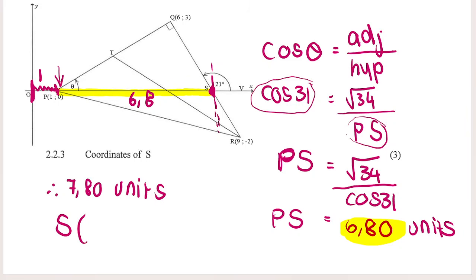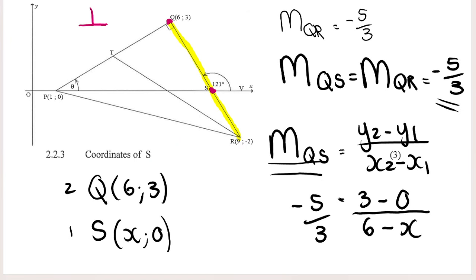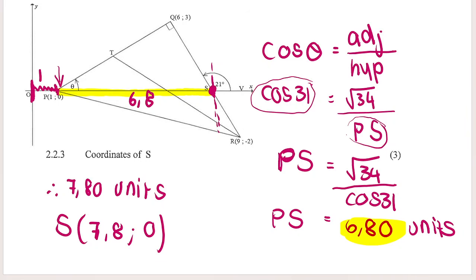So therefore S is (7,8; 0), because it's over there. It's where the y is equal to 0. It's an x-intercept. So I hope that you can see that there are lots of different methods to get to the same answer. You do whatever comes to your mind, whatever makes you happiest, but it's good to know that there's more than one option. It just opens the possibilities.